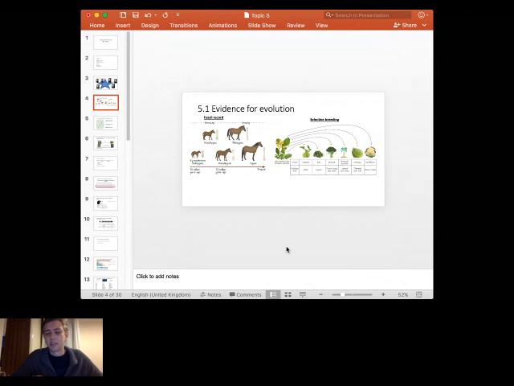You could also see it in the dogs that we breed, right? We breed together the dogs that aren't violent, that don't bite people, that look nice and cute and things like that, which means that we basically change the characteristics of a species over time. Okay, so two pieces of evidence for evolution.